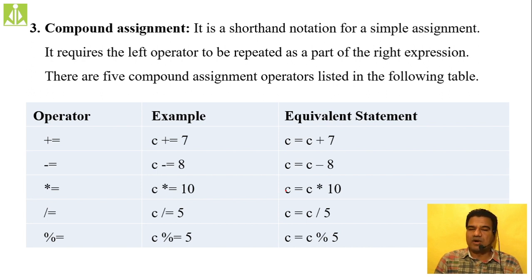Left operator, what we are doing, we are repeating it as part of the right side expression. There are 5 different types of compound assignments listed in the following figure. So here: plus equals to, minus equals to, multiplication equals to, division equals to, and modulo division equals to.